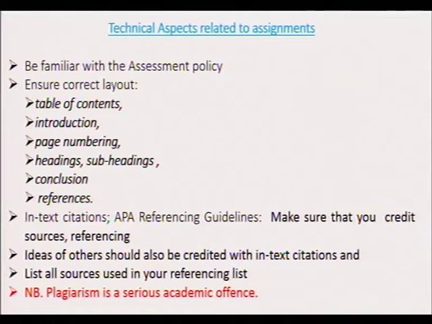I think by now you all know what I mean when I refer to the layout of an assignment, or any assignment for the other courses that you are doing. It's important that you have a table of contents. It's important that your assignment has an introduction. Make sure that the pages are numbered correctly. You should have headings, subheadings, conclusions, and references.